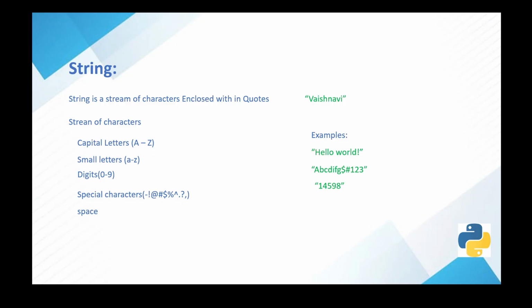For example, we will see some examples. Hello, here we have double quotes. Hello space world, after the world we have an exclamation mark and double quotes. Inside the double quotes we have hello space world exclamation mark. This is a string. String is a stream of characters enclosed within quotes. Characters can be capital letters, small letters, digits, special characters, space.